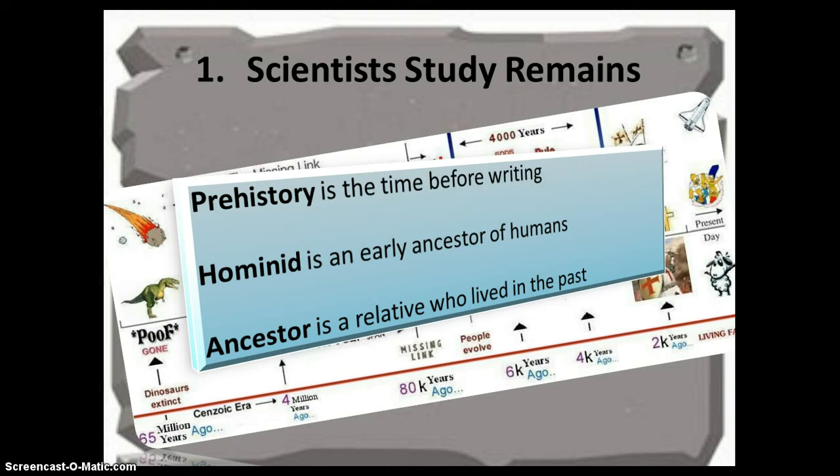Also, 2 names that we need to remember are hominid, which are early ancestors of humans, and then also ancestor itself. What is that? Maybe you discuss that now and then with your family even, I don't know. But an ancestor is a relative who lived in the past. So these 3 words we're going to use a lot during this chapter. Now you know them.